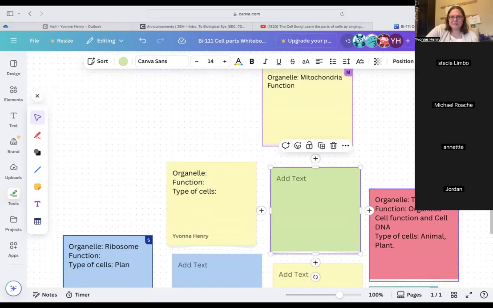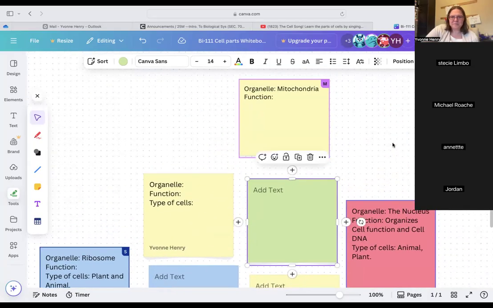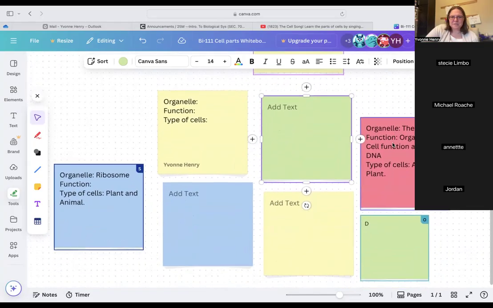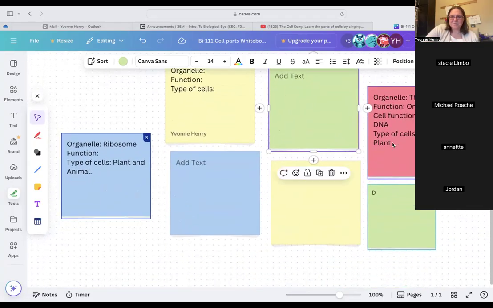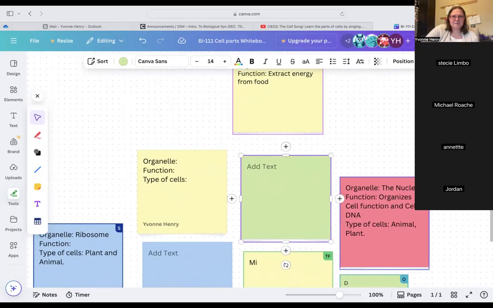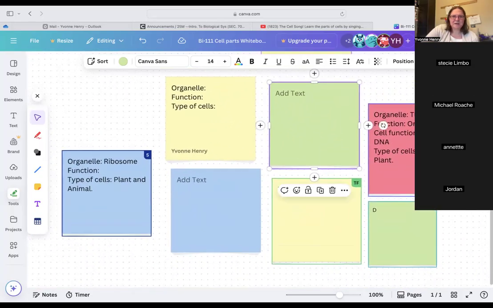Let's see, I'd like to see everybody making one post-it on this whiteboard. That's my goal. There are lots of different cell organelles we can talk about. So I have mitochondria, ribosomes, and the nucleus. Is anybody else going to add in here?